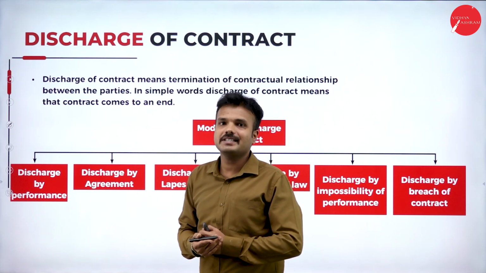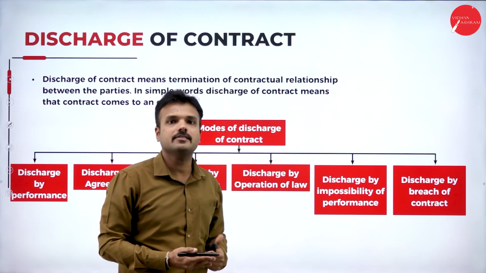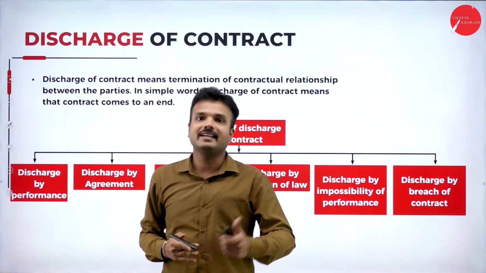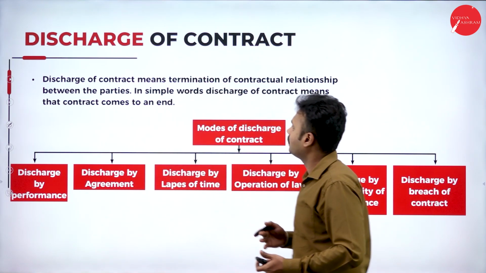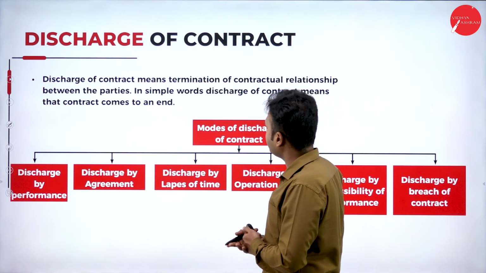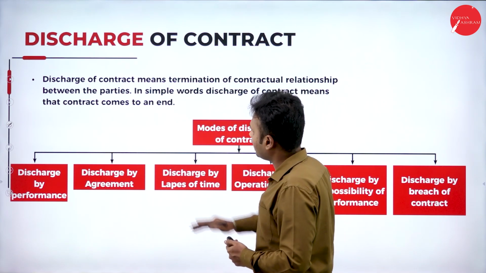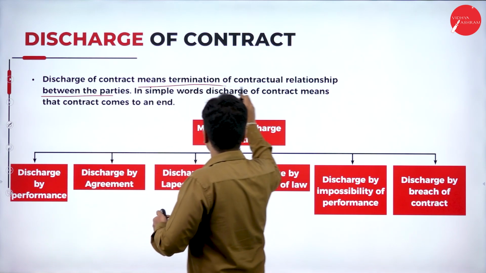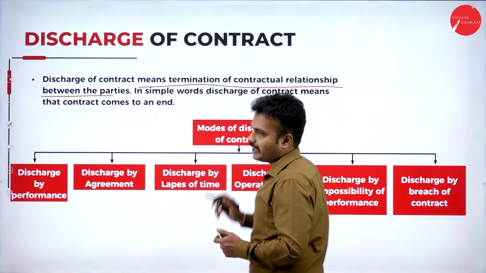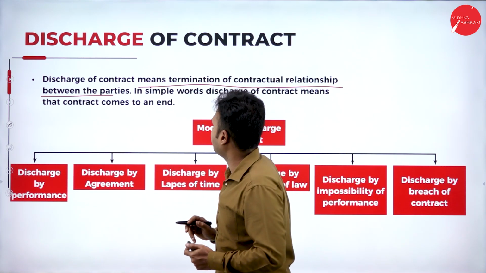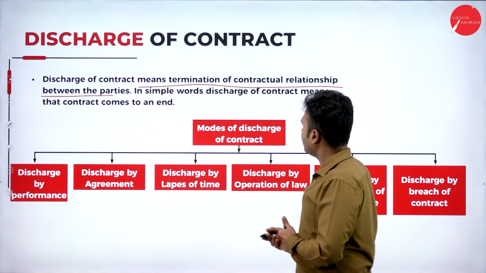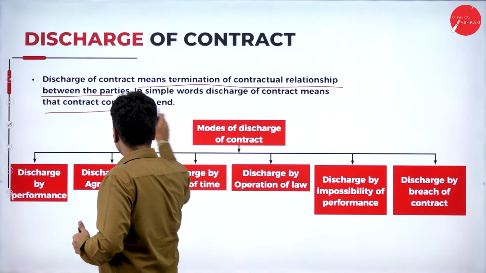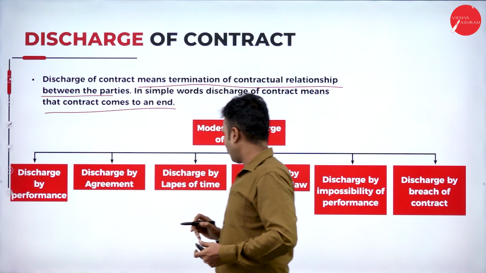So, discharge of contract. What is this discharge of contract? The name itself says that the contract is going to come to an end, that is discharge of contract. Discharge of contract means termination of the contractual relationship between the parties. As I said, the contract is going to come to an end, that we call a discharge of contract. In simple words, discharge of contract means that the contract comes to an end.